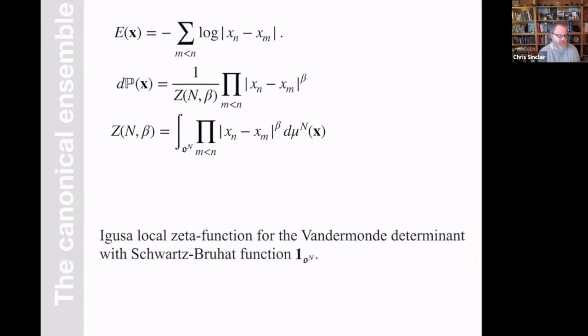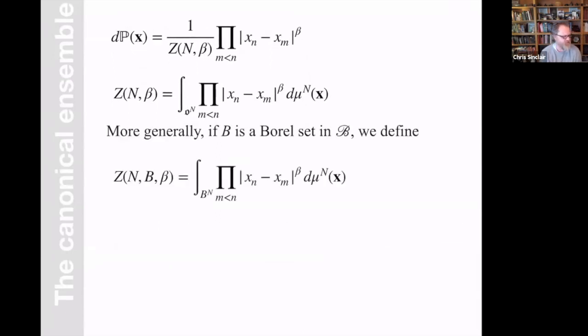This is an Igusa local zeta function for the van der Monde determinant, with the Schwartz-Bruhat function just being the indicator on O^n. So it has a classical life in terms of Igusa zeta functions.